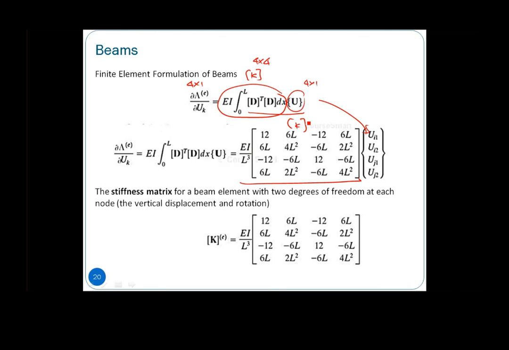For a beam with one element, 2 nodes, 2 degrees of freedom per node. Right, so that gives us our stiffness matrix. That will be equivalent to UI1, UI2, UJ1, UJ2. It relates this stiffness matrix to your UI1, UI2, UJ1, and UJ2.